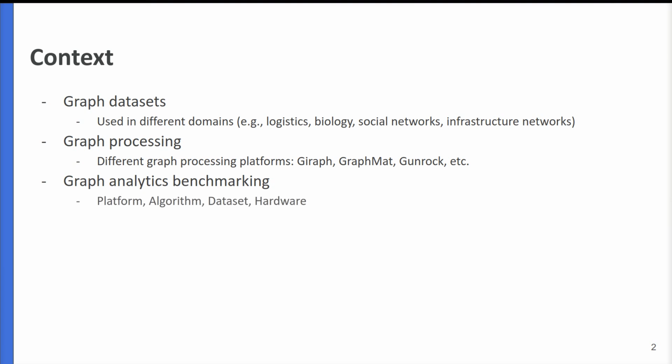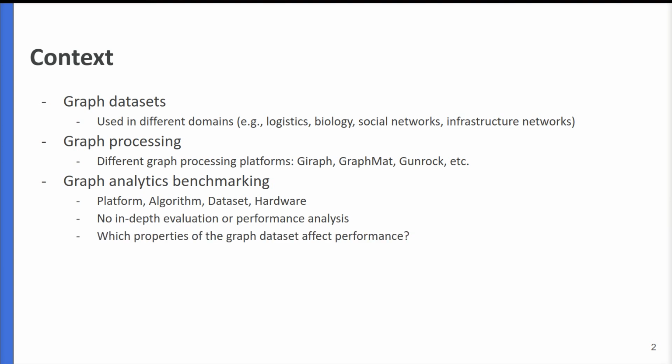Existing studies show that the performance of graph processing depends on different variables: the platform, algorithm, dataset, and the underlying hardware. For example, if you have the same platform, algorithm, and hardware, but use a different dataset of similar size, you'll get a different output in terms of performance. But the reason why there is a difference is not clear, and this is caused by a difference in the intrinsic properties of the graphs.